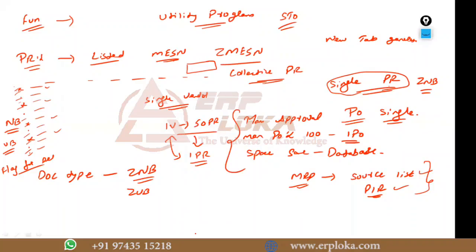Yeah, actually, I have a doubt here. What is the meaning of collective PR? Collective PR, I told you already. All the PRs which have the same document type and same vendor are getting converted into one PR. That is the collective PR dashboard.